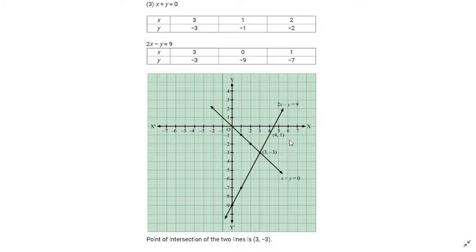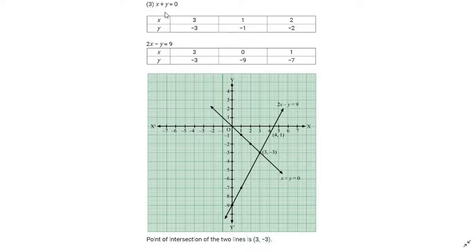So question number 3. x plus y is equal to 0. 2x minus y is equal to 9. So these are the equations. Firstly, try to draw these tables. Very simple. Just try to put any values. We tried here some other values. We can also use the 0 value or 1, 2, 3, 4, anything. Just try to keep it simple.